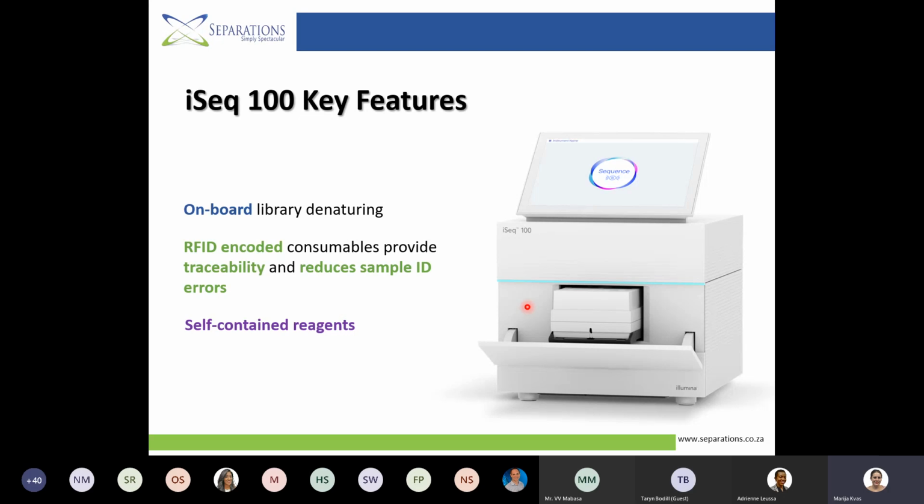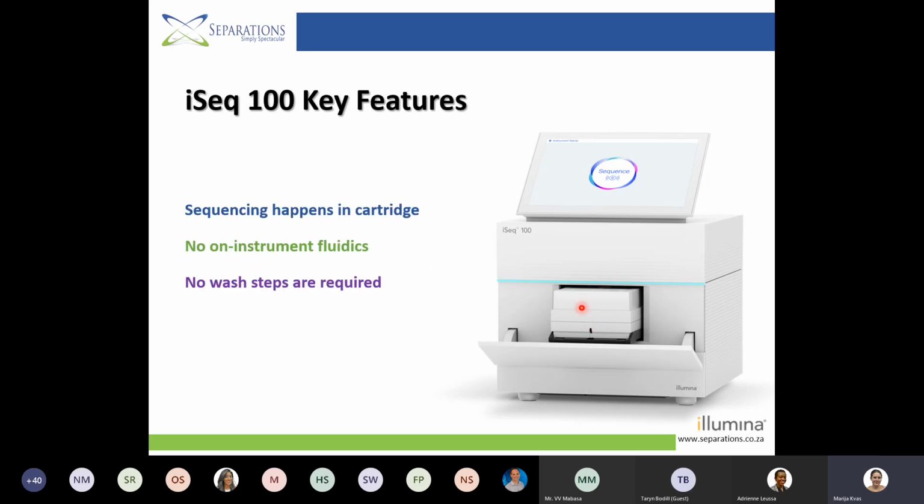Like any other instrument, it comes with a radio frequency ID, which enables us to have the traceability on the consumables. And also it's important to say that all the reagents are actually contained in the cartridge itself. So that means that the instrument itself has no fluidics on it, and there are no pump syringes, difficult tubes, multiple cameras or LED lights or lasers. There's nothing fancy like that in the actual system.